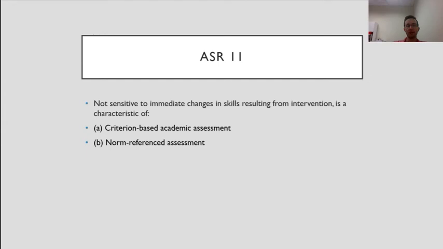ASR 11, not sensitive to immediate changes in skills resulting from intervention, is a characteristic of A, criterion-based academic assessment, or B, norm-referenced assessment. A couple more seconds. Alright, I'll close the poll, and the answer is B, norm-referenced assessment.